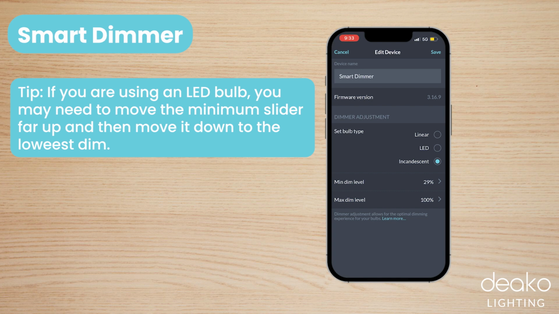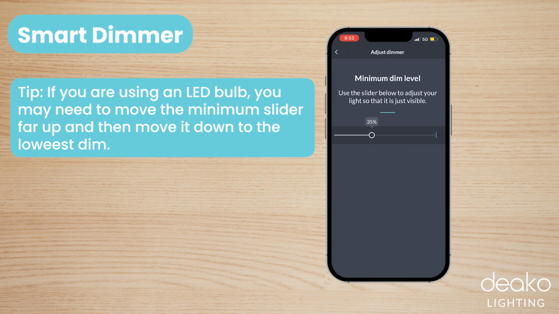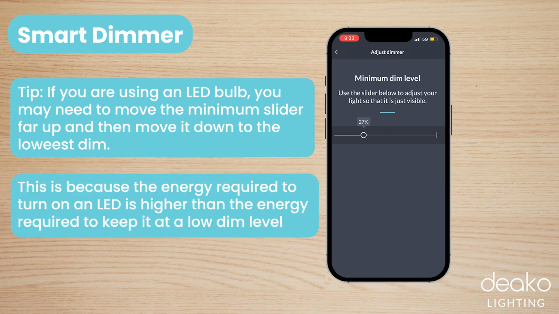Here's a tip. If you are using a LED bulb, you may need to move the minimum slider far up and then move it down to the lowest dim. This is because the energy required to turn on an LED is higher than the energy required to keep it at a low dim level.